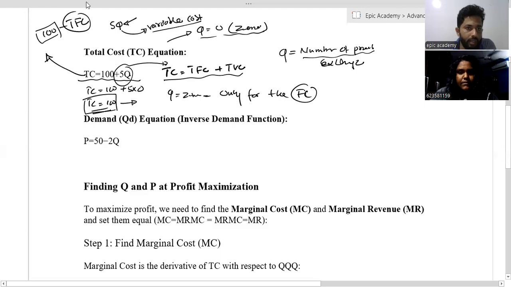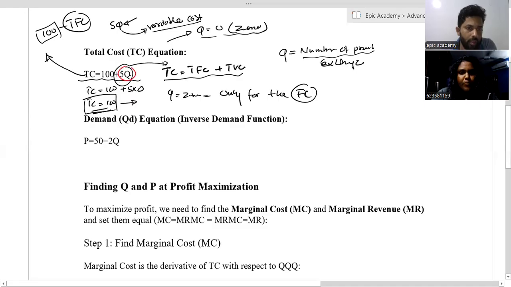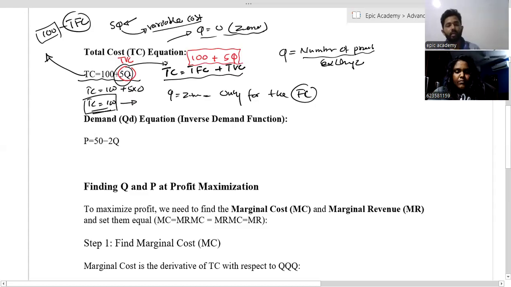So this 5Q, I mean this part of the total cost curve, represents the TVC. So TFC equals 100, TVC equals 5Q. So you can identify that according to the changing Q, the fixed cost is not going to change during the time period of the short term.